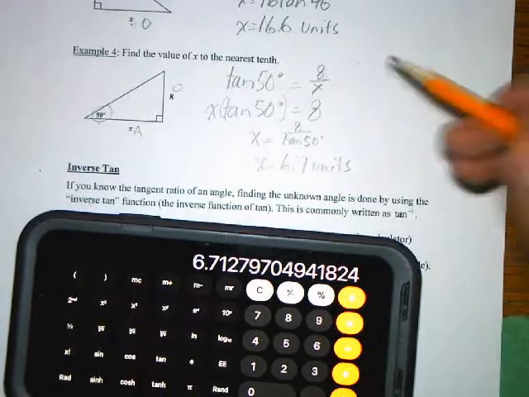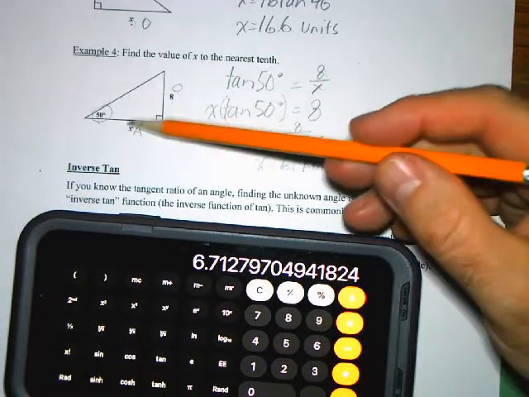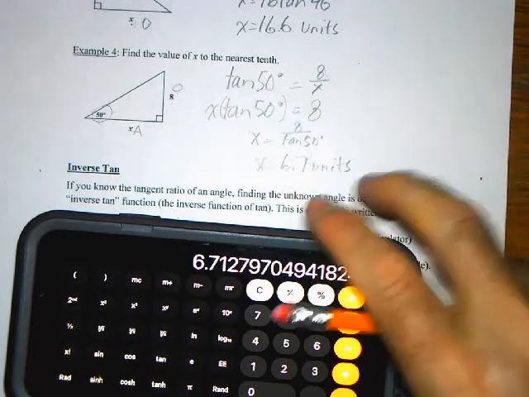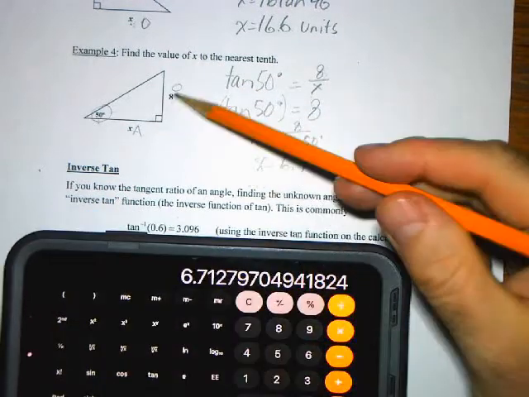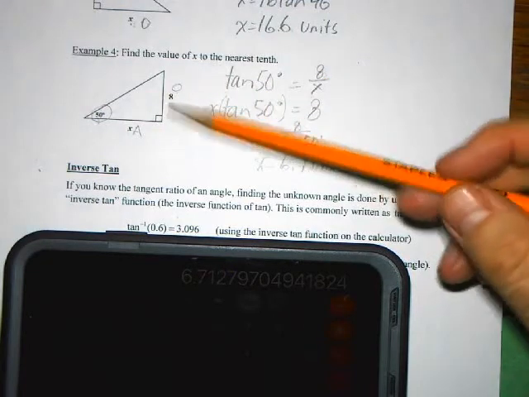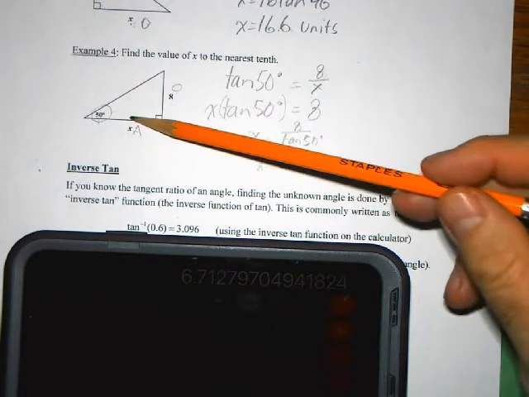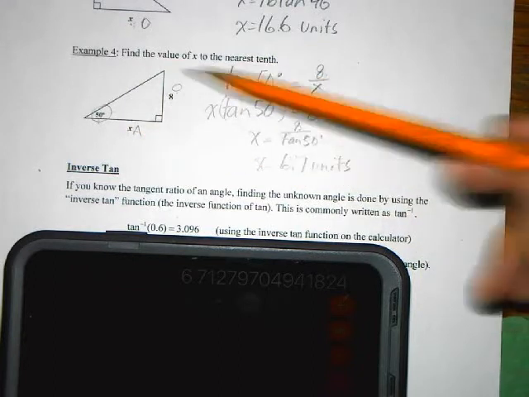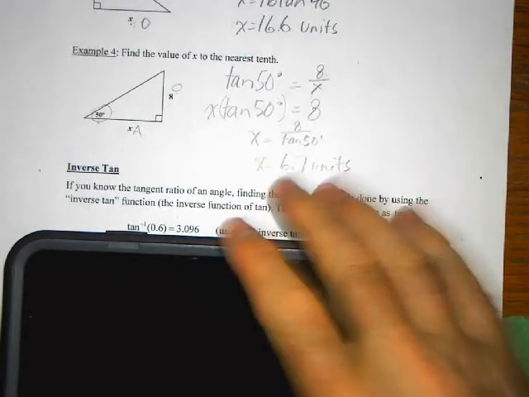And does that make sense? 6.7. Yeah, well, the ratio might be off a bit there, but it seems reasonable. It's not like I got 45 units or 1 unit. It seems to be in the same ballpark, so that seems right.